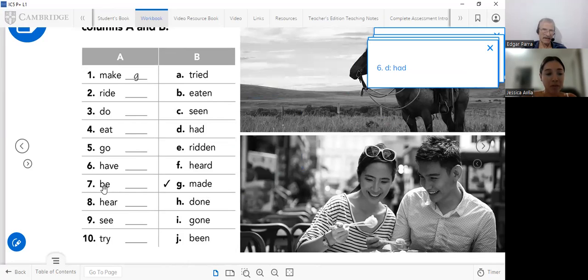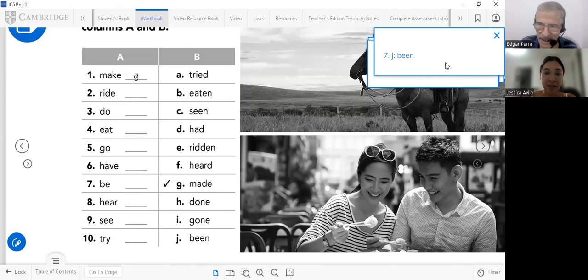Number 7. What letter is it? B. No, it's the last one. The last one is J. J. Jessica. How is it possible? Because your name starts with J. Yes. You never pronounce the first letter of your name. Can you repeat it? J. Okay. Bin. Continue with number 8.